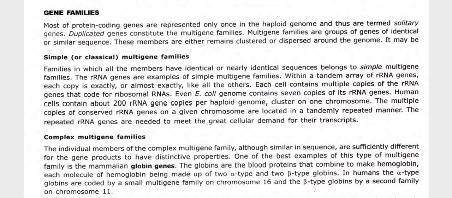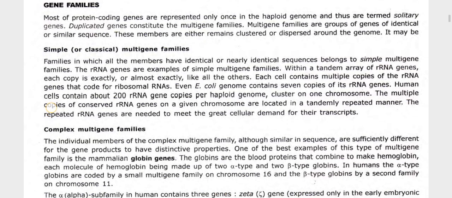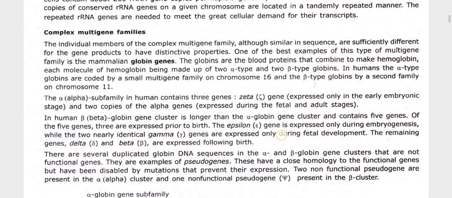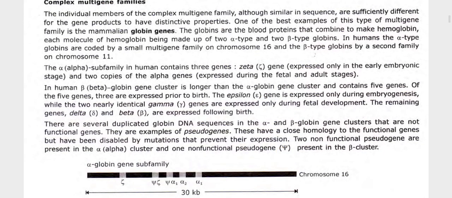Human cells contain about 200 rRNA gene copies per haploid genome, clustered on one chromosome. The multiple copies of conserved rRNA genes on a given chromosome are located in a tandemly repeating manner. The repeated rRNA genes are needed to meet the great cellular demand for their transcripts. Then complex multigene families. The individual members of a complex multigene family, although similar in sequence, are sufficiently different for the gene products to have distinct properties.